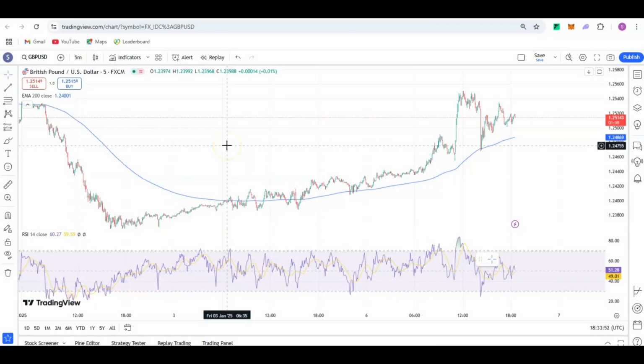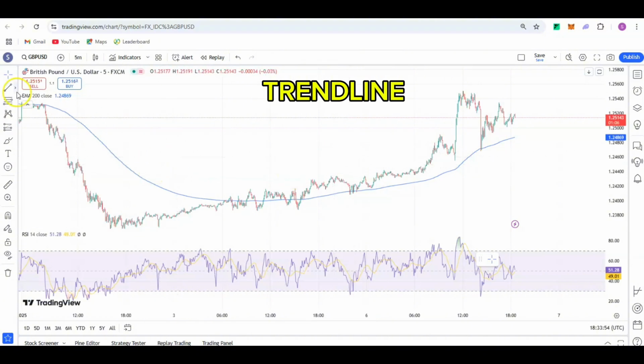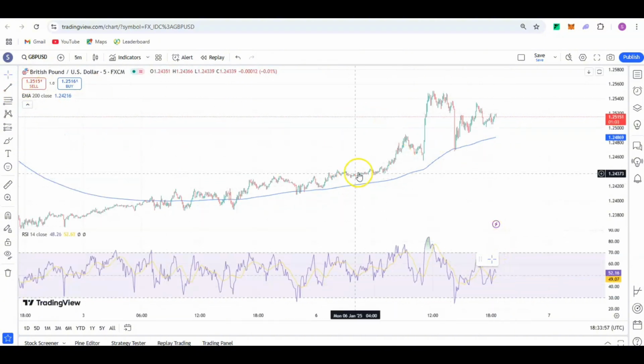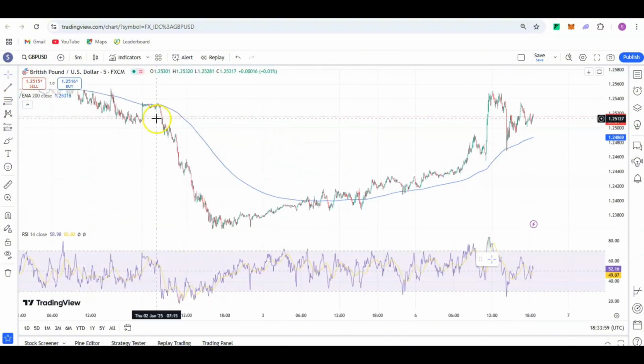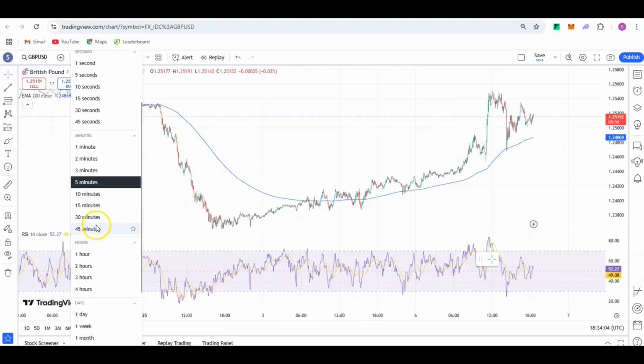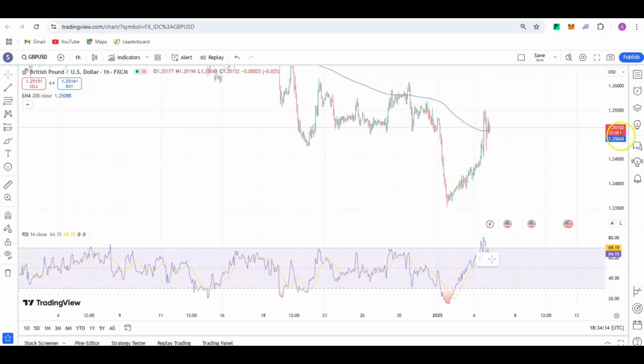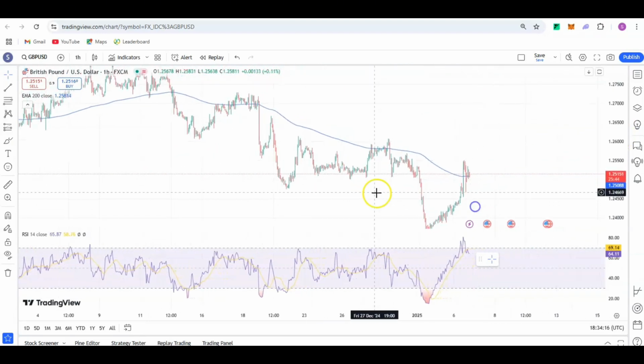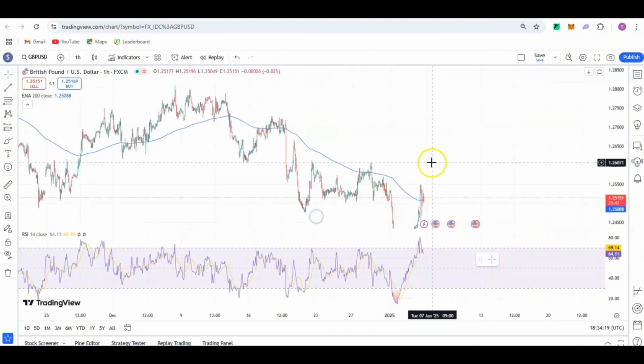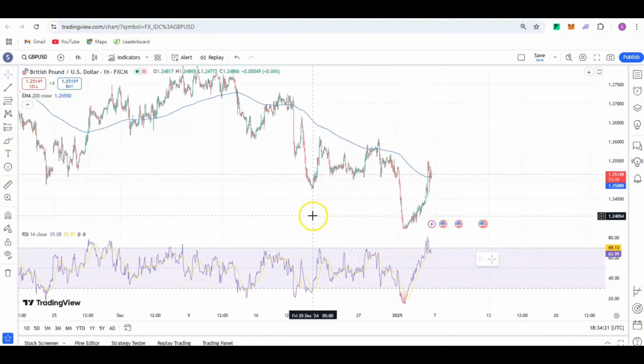Alright guys, so this is GBP USD on 5 minutes time frame. So to do our analysis, I like using the higher time frame. I mean, from the higher time frame to the lower time frame. That is a top-down analysis. So I'm going to go on my 1 hour, which is where I usually do my analysis. So on this page right now, the first thing we are going to talk about is the trend line.